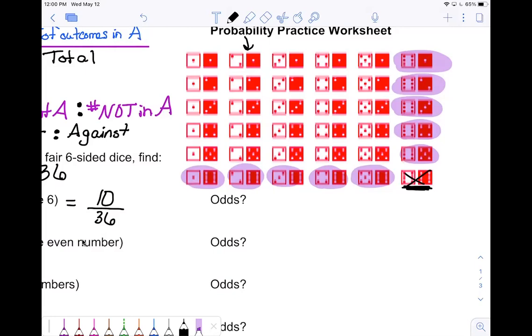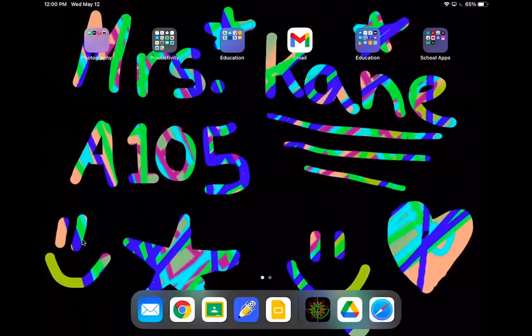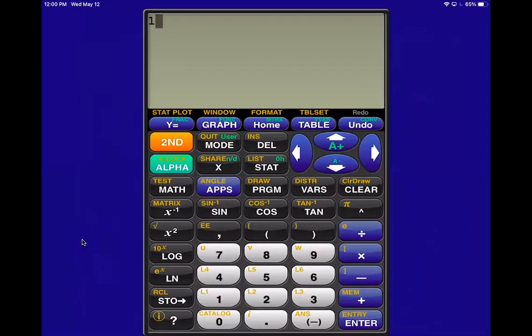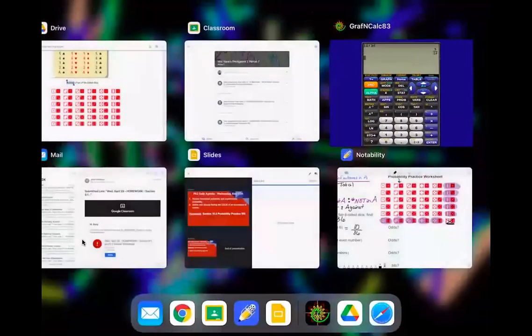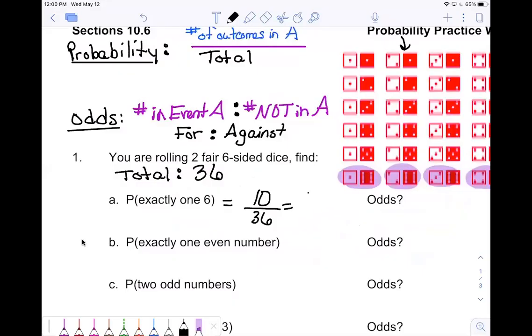There are 10 of them. So that, yeah, and you were counting the individual dice. So we have to keep them as a pair together. And then we're going to reduce this. And remember, in your calculator, the calculator reduces fractions. 10 over 36, hit enter, and we get 5/18. So that reduces to 5/18. So that's our probability. The probability of rolling exactly 1 six is 5/18.